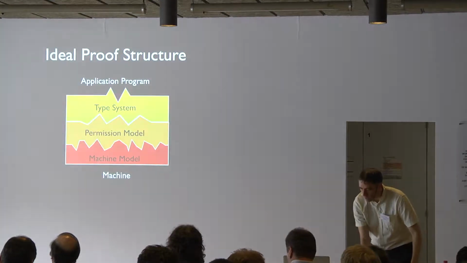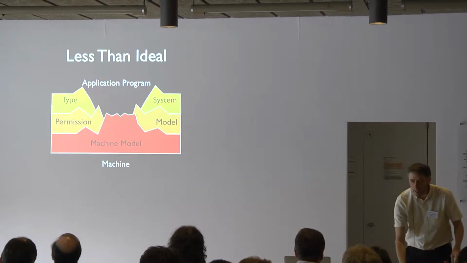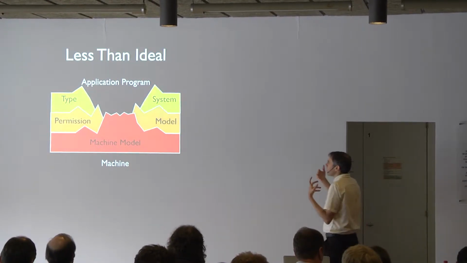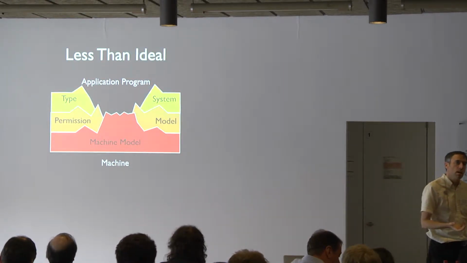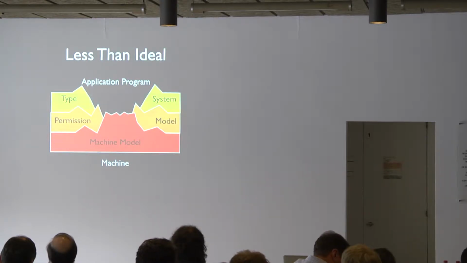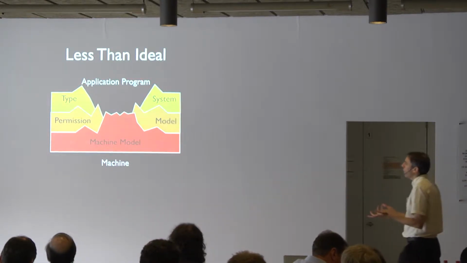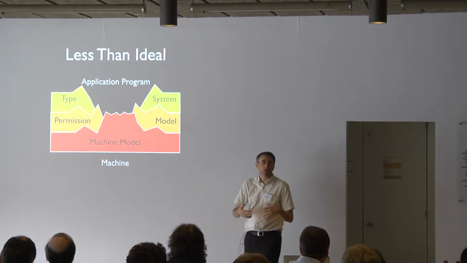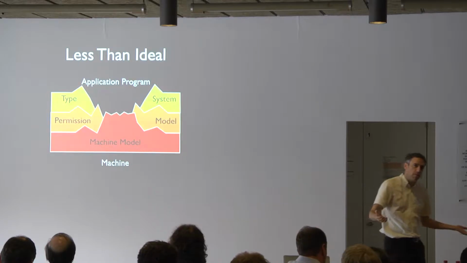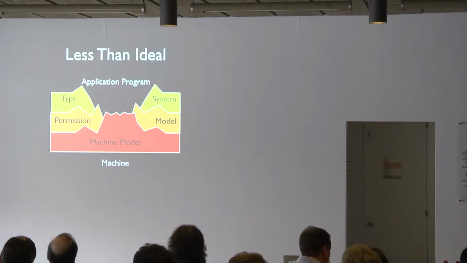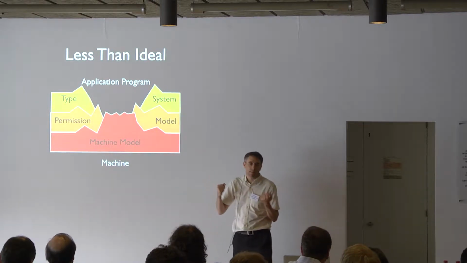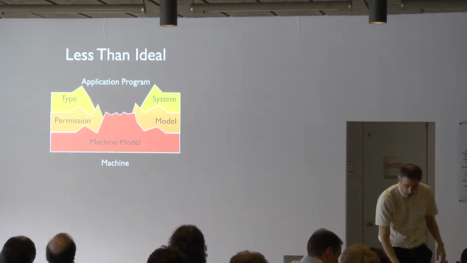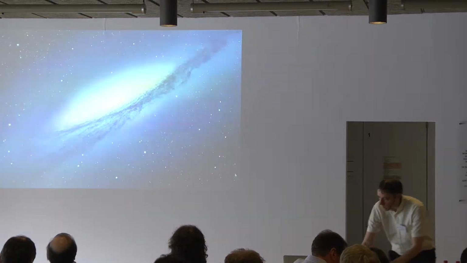So less than ideal is if we have a system where the type system is not sufficient to show correctness of your program. In order to reason about the correctness of your program, you need to not just look at the type system, but you may need to consider the permission model underneath, or even the machine model underneath that. So you can think of this as sort of an eruption of the magma coming from underneath that is now visible to the programmer. The programmer needs to worry about the machine model, needs to worry about the permission model in order to make sure the program is working correctly.